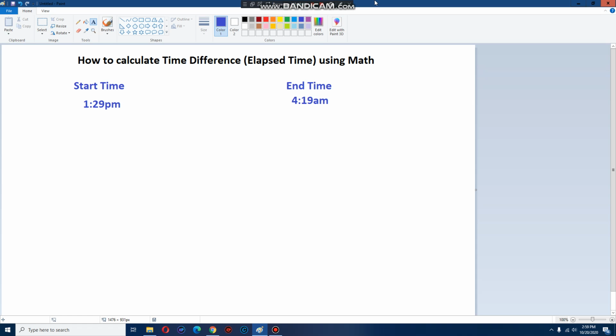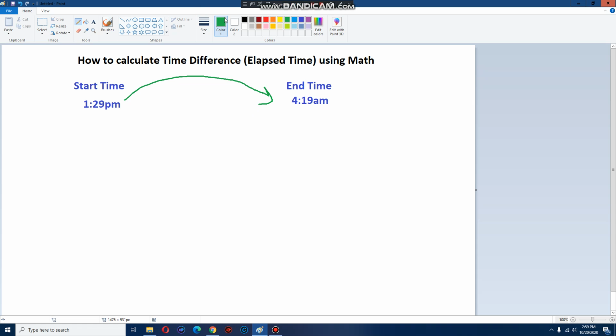I got this question from one of my students who asked, what if the start time was in the afternoon, like at 1:29 p.m., and what if the end time was the next day at 4:19 in the morning? How do we find the time difference between these two times? And the answer? You're going to use the same military time technique, the same thing.